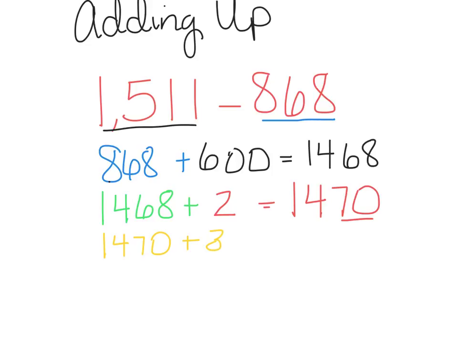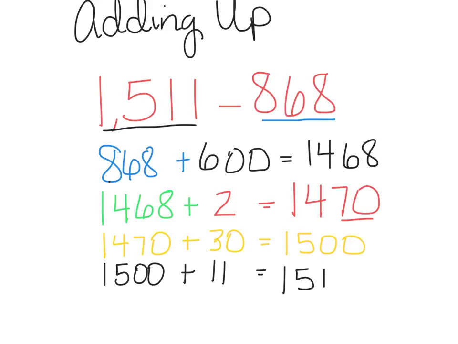because now I can take the 1,470 and I can add 30 to it. That's a 3, it's not an 8. I can add 30 to it, and that gets me to 1,500. From there, it's super easy for me to know that I just need to add 11 more. And then I reach my 1,511.